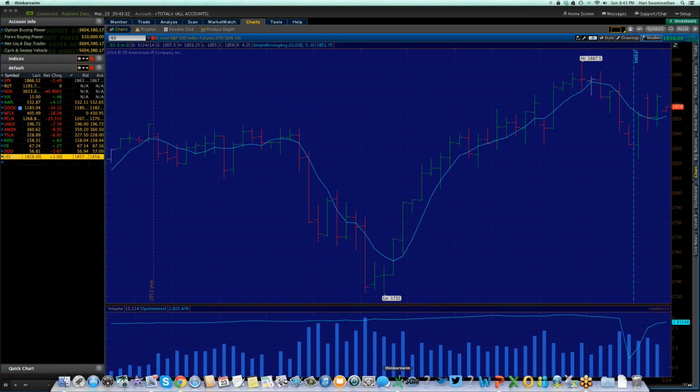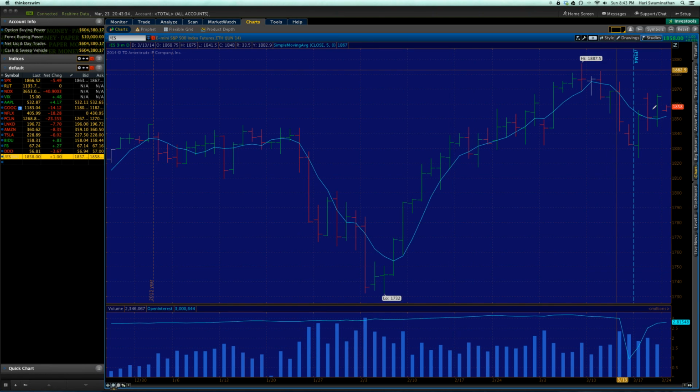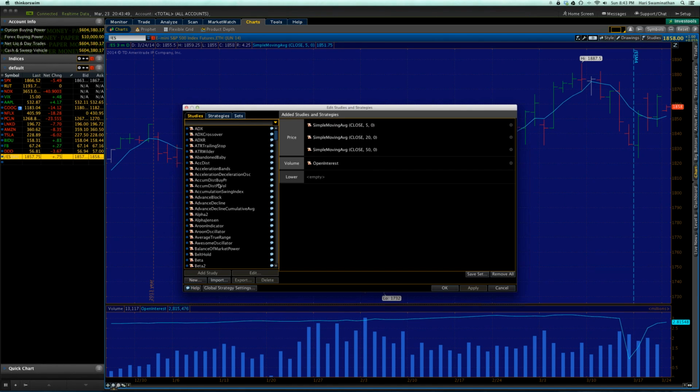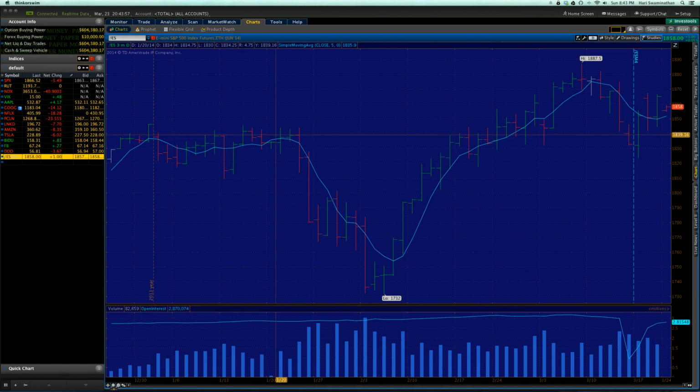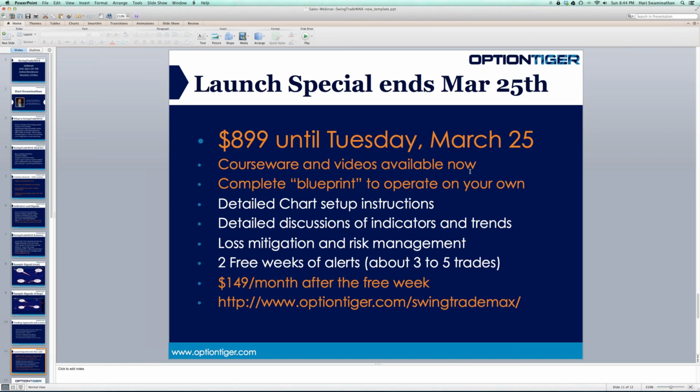Now, what you're seeing here is just a basic chart. This is a 5 period moving average, the blue line, and this is volume. That's it. But with the swing trade max system, you're going to see some indicators come up here as well as at the bottom. You'll need to customize these indicators by going into these studies and picking the exact study that I show you. Once you do the customization, that's it. Then the chart is going to tell you exactly when to enter the trade, when to exit the trade. So that's what it is, and you get that complete blueprint for 8.99.